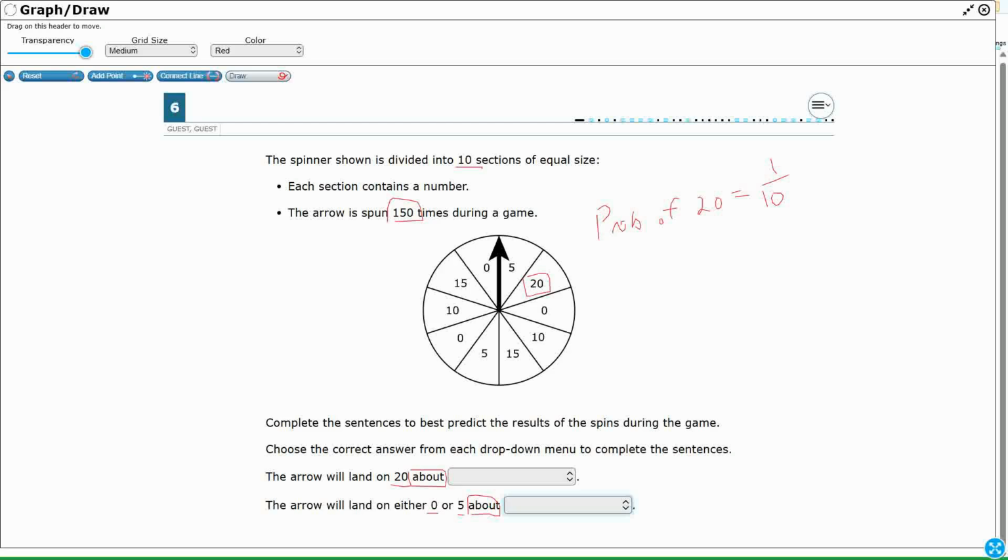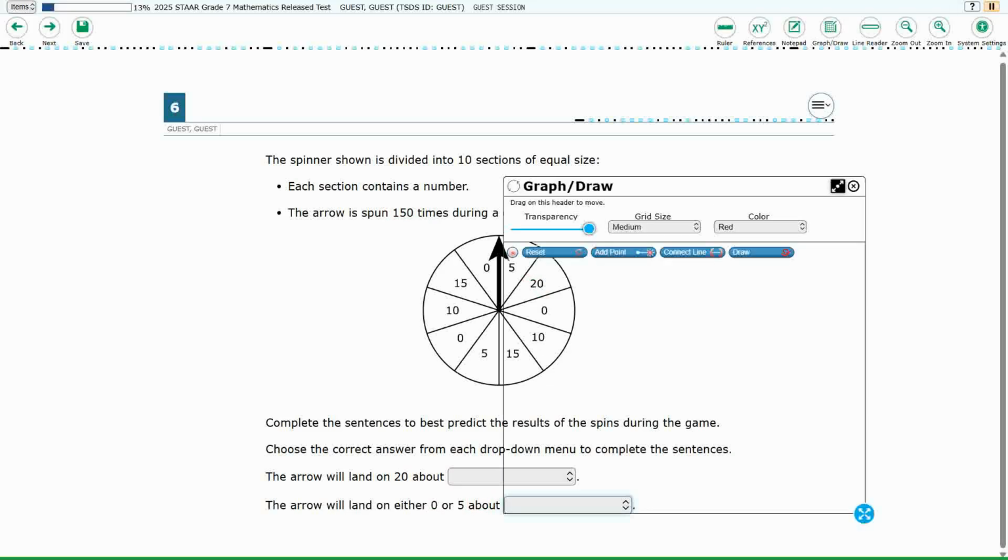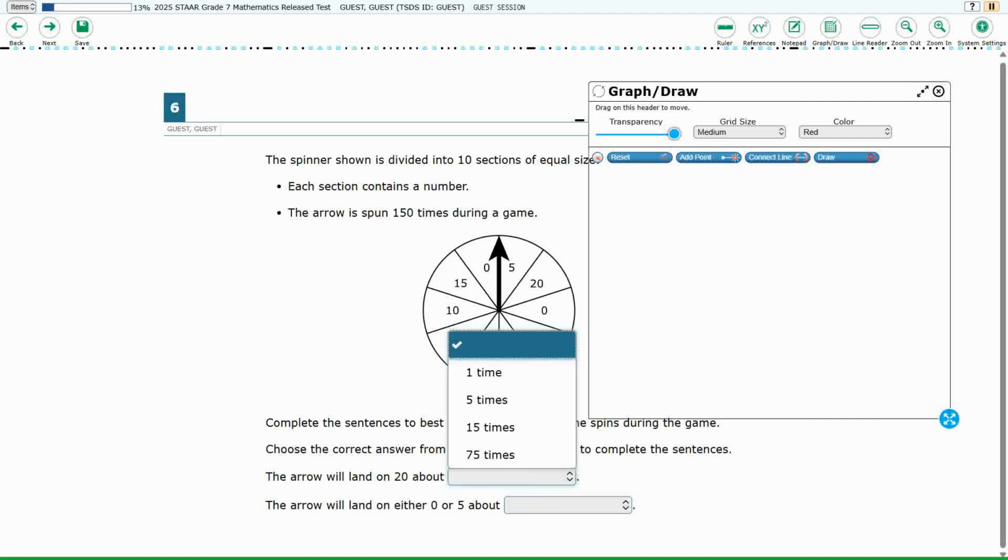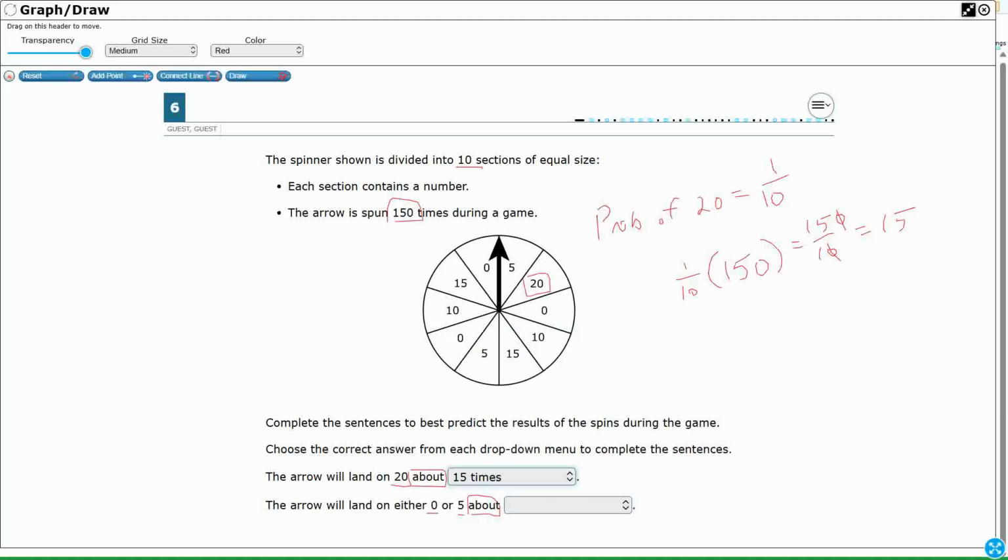Another way to think of that would be 1/10, your probability, multiplied by your number of spins. That's going to be 150 over 10, which is that 15 that I was talking about. Or we just reasoned it: 1 out of every 10 times, and we have to do that 15 more times to get to the 150. So for this one, it looks like we are about 15 times.